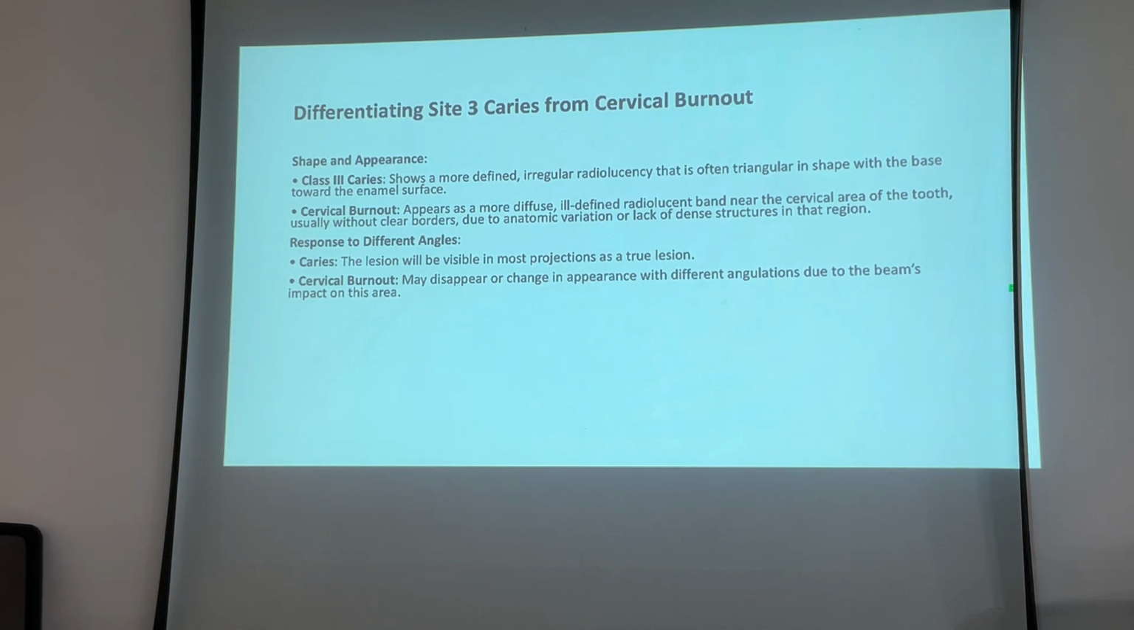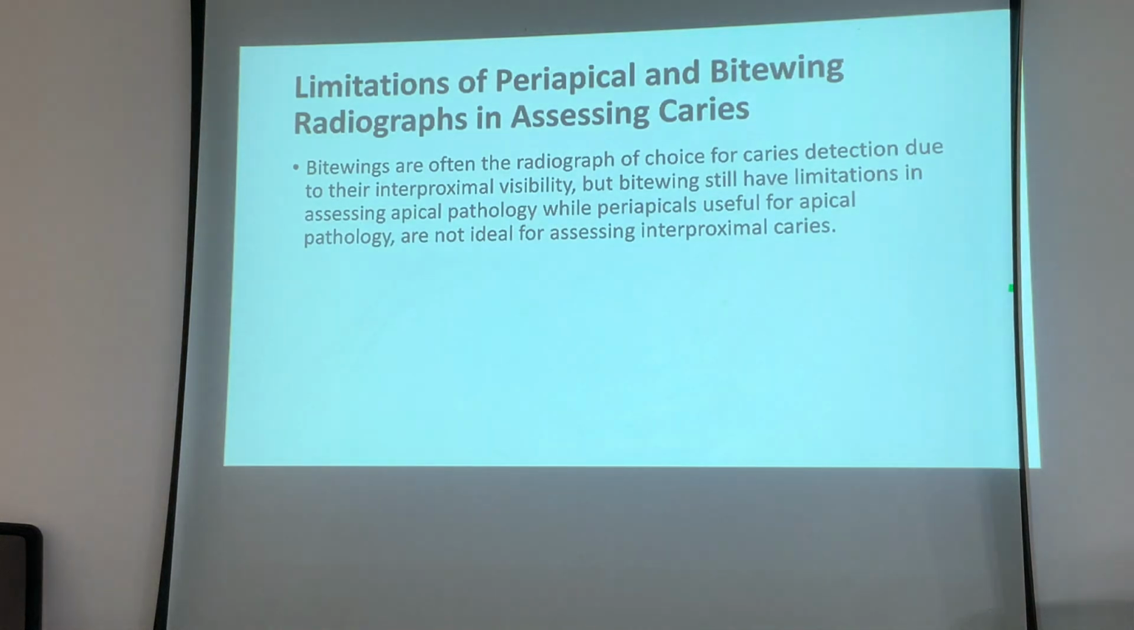Okay. The next one is the limitations of periapical and bite-wing radiographs. Bite-wings are often the radiograph of choice for caries detection due to their interproximal visibility, but bite-wings still have limitations in assessing apical pathology. I mean, sometimes we want to know the depth of the caries.